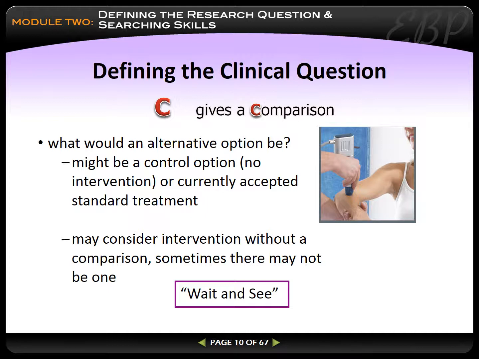Because typically we do not withhold interventions. An exception might be in a drug trial where there's a high risk involved and the drug has not been tested at all. So in the initial studies, but in physiotherapy, it's very unusual to have a comparison group that is withholding all treatment. But as I say, it might be wait and see, or it might be regular exercise.